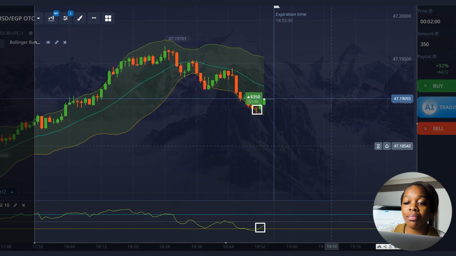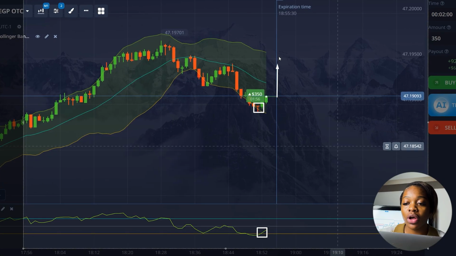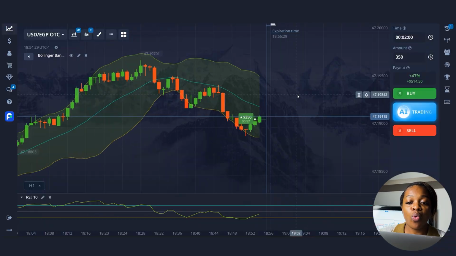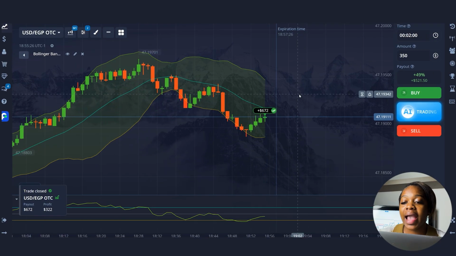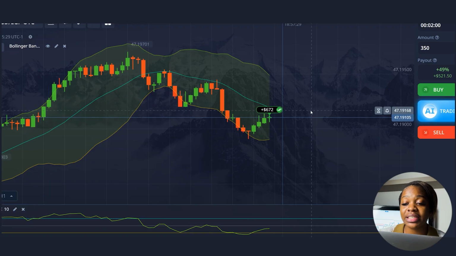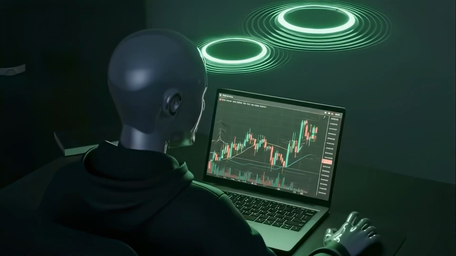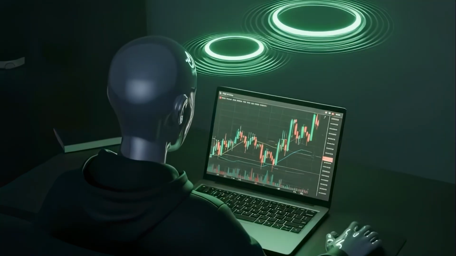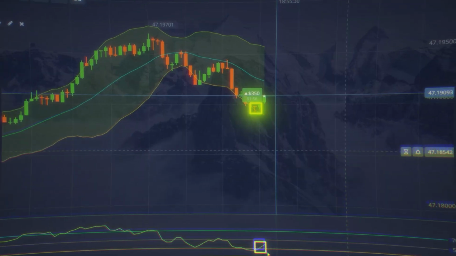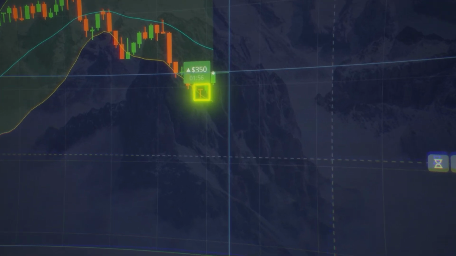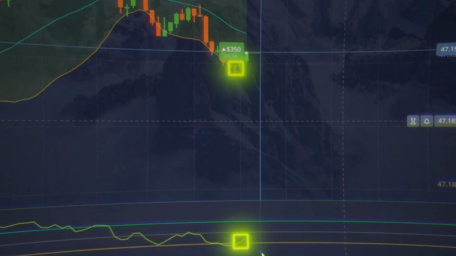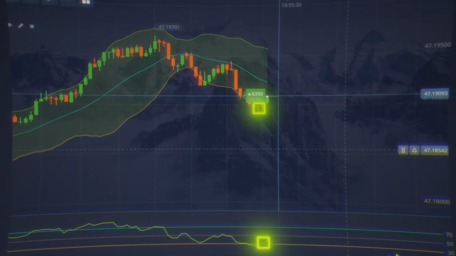It's the moment where the market, after being oversold, moves back towards balance. Waiting for the trade to close, and it closes at a positive of $672. Excellent start. My advice: always wait for confirmation from indicators. Don't rush in. Wait until RSI turns up and a green candle with a lower wick appears. That way, you'll avoid false signals.